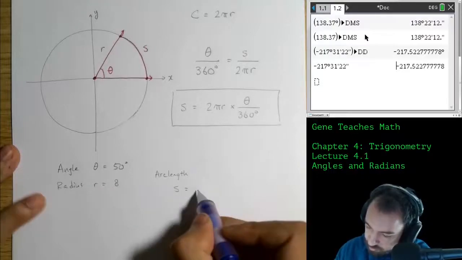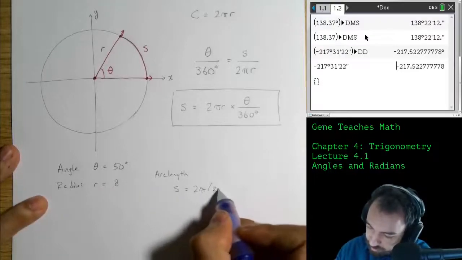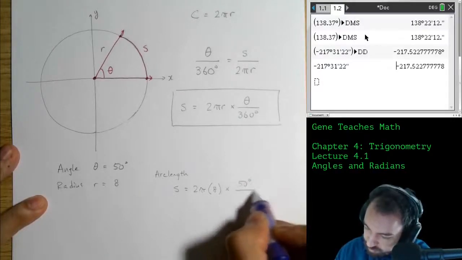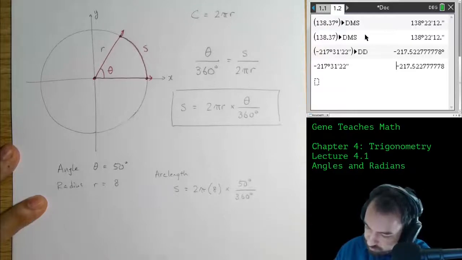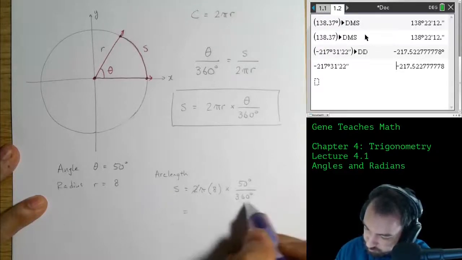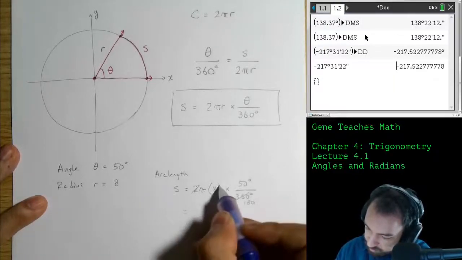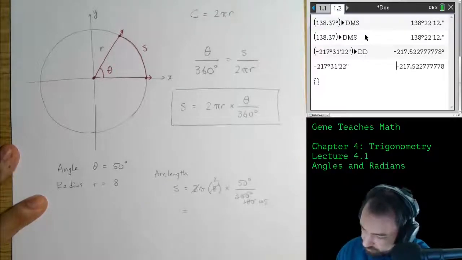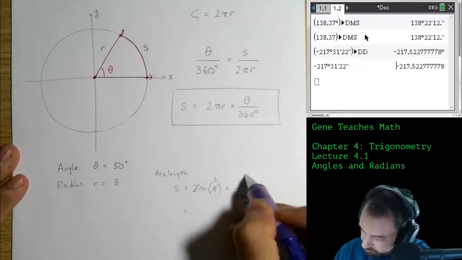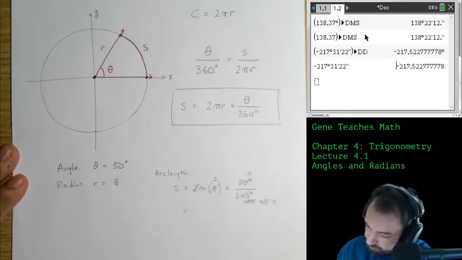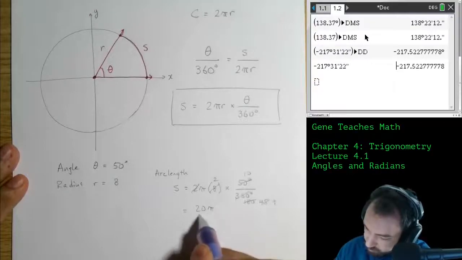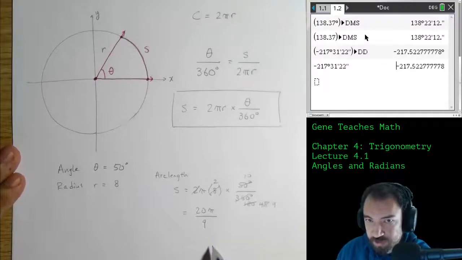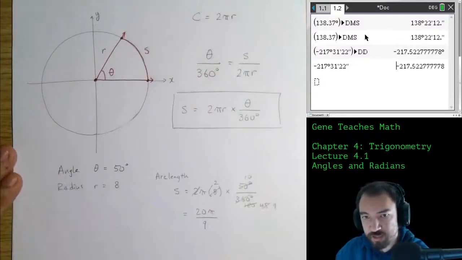S, is equal 2 pi multiplied by r, which is 8. Take that multiplied by theta, which is 50 degrees, out of 360 degrees. And so this is going to be, I can reduce this is 180. And then 8 can be reduced down to 2, and this is going to be 45. And then this can be reduced to 10 and 9. So at the end of the day, it's going to be 20 pi over 9, which will be the length of the arc if the radius is 8 and the angle is 50 degrees.